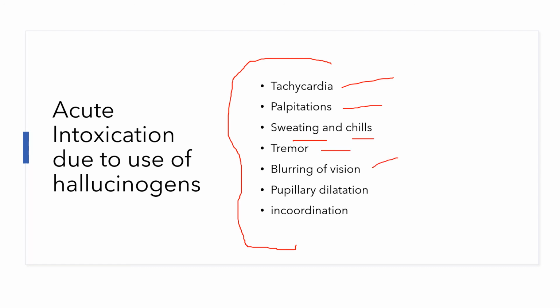There might be blurring of vision, not clear what they are seeing. Pupillary dilatation will be there. The pupils of the eyes will be dilated, and they will have incoordination. If you ask them to comb their hair or tie up their shoelaces, they may not be able to do it.